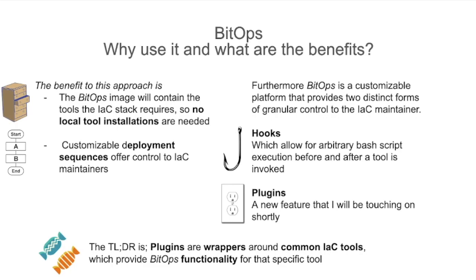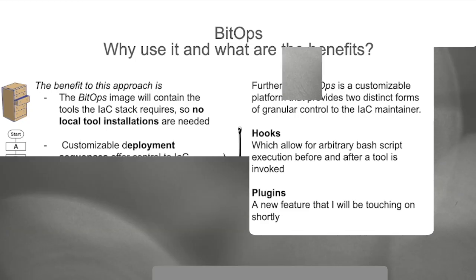There are many benefits to using BitOps and the Operations Repo pattern, but some of the top benefits include the ability to consolidate infrastructure into a manageable and scalable pattern, the ability to customize deployment sequences to create unique workflows, the ability to execute arbitrary code before and after tools are invoked, removing the need for local tool installation as IAC tools are going to be installed within the Docker image, and providing consistent tool versioning, and finally plugins, which offer granular tool-level control through BitOps tool modules.